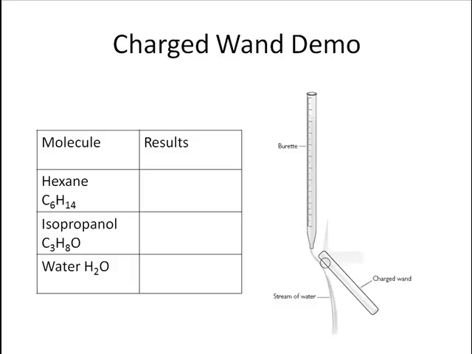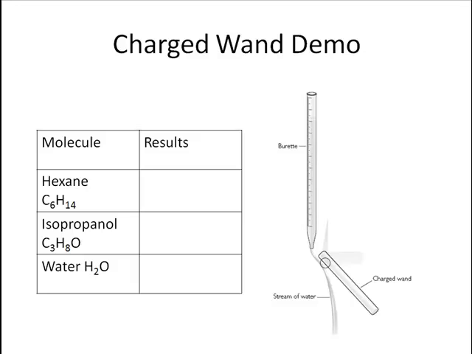Now, first thing you want to notice is looking at these molecules. What is similar about all 3 molecules? Got hydrogen, they're covalent. Very good. What else? Okay, they all happen to be clear and colorless. Alright? So for the first demonstration, what we are going to look at is hexane.